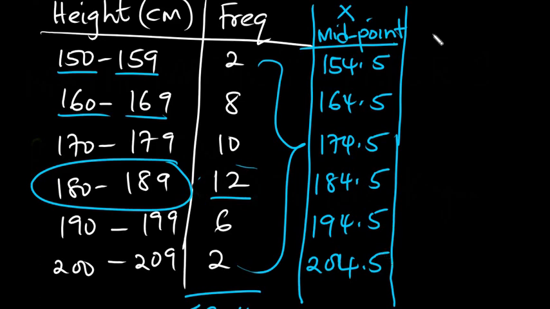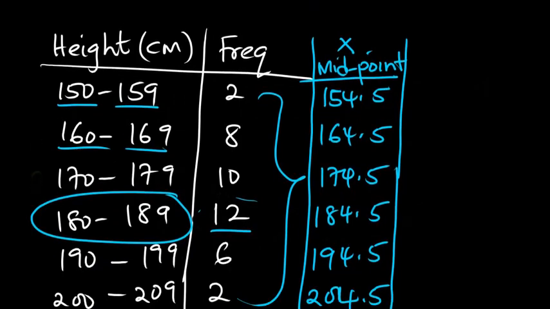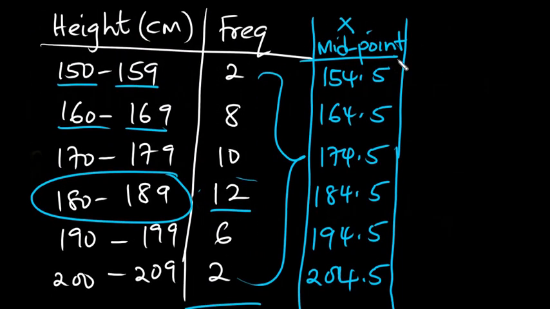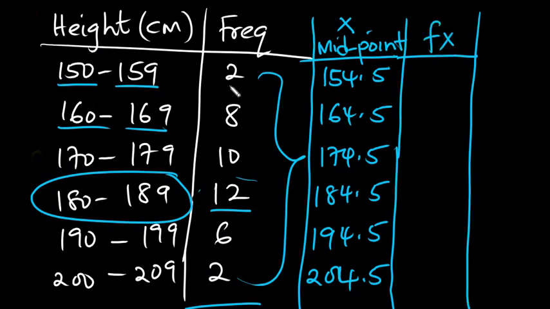Then what we do is that we get the product of the frequency, the frequency by x. So we're going to create another column, fx. So we are multiplying the frequency by the midpoint. Okay, so let's multiply this. 2 times 154.5 is 309.